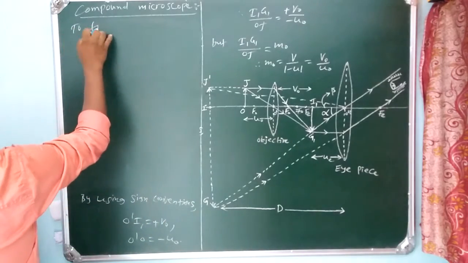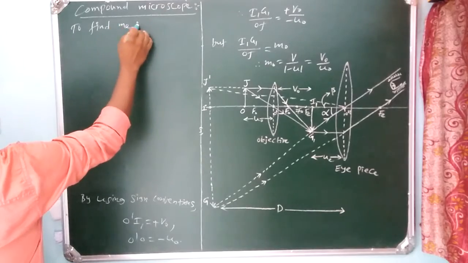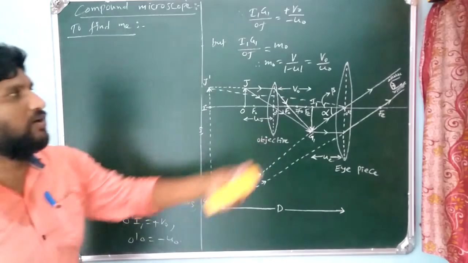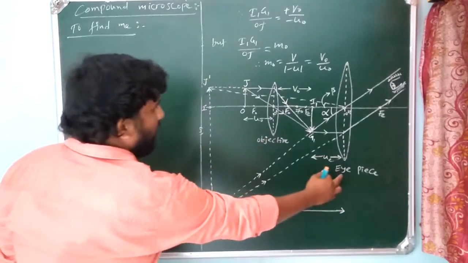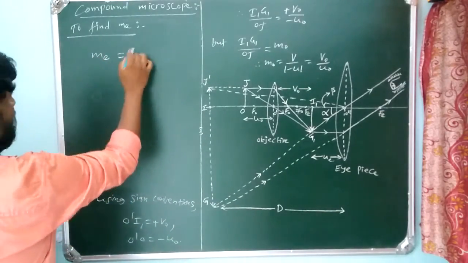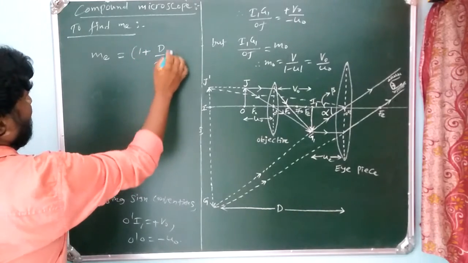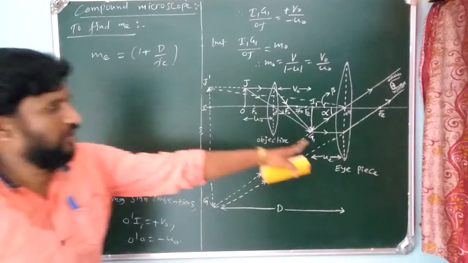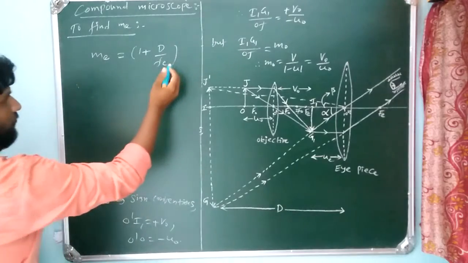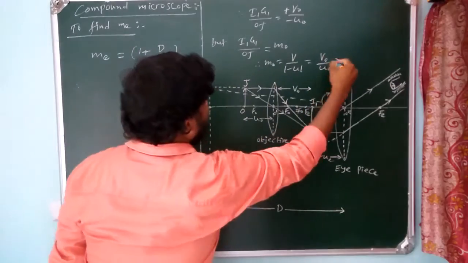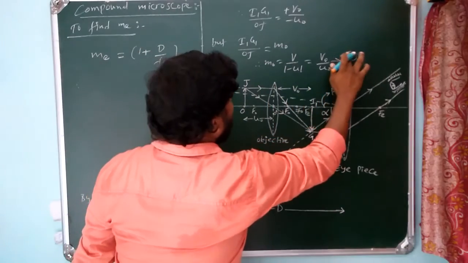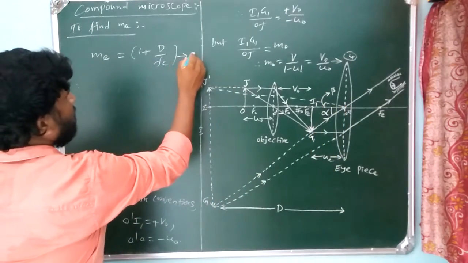To find m_e, the magnifying power of the eyepiece is the same as the magnifying power of a simple microscope. Why? Because the eyepiece behaves as a simple microscope. Therefore, the magnifying power of the eyepiece is given by m equal to 1 plus d by f_e, where f_e is the focal length of the eyepiece. This is the fourth equation, and this is the fifth equation.